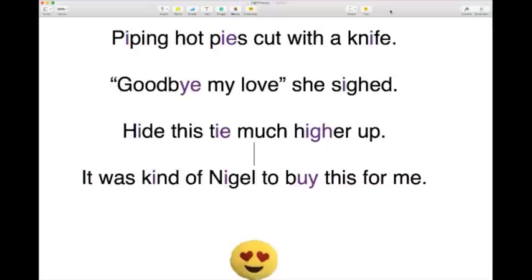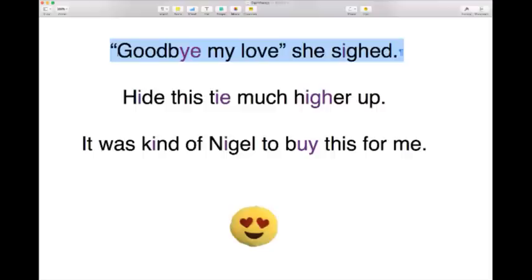How are you finding this sound? Do you find it difficult? Do you find it easy? Let's try this sentence. Goodbye.